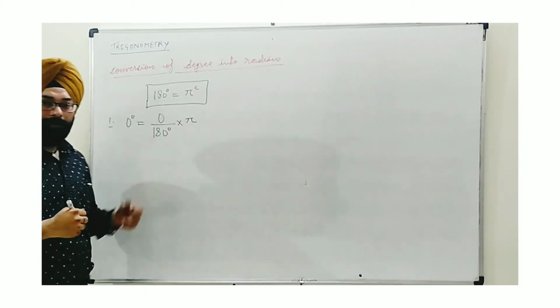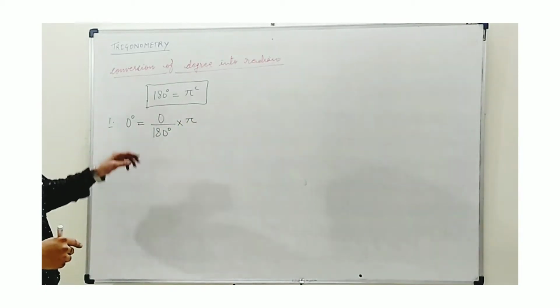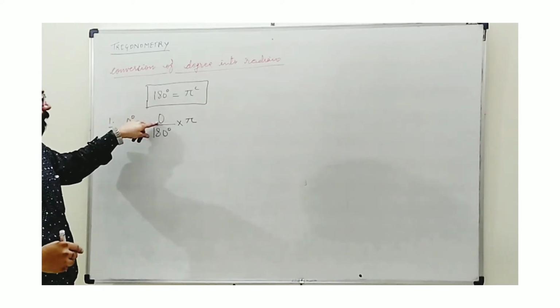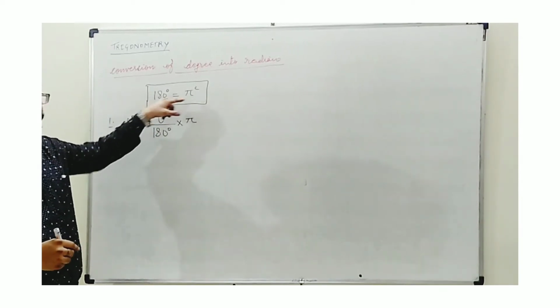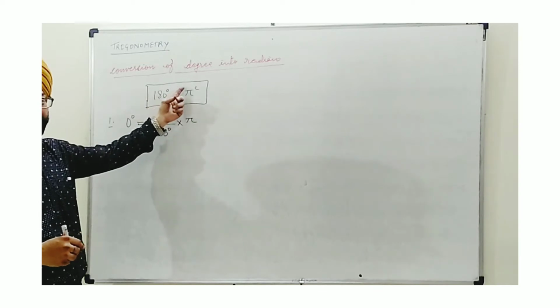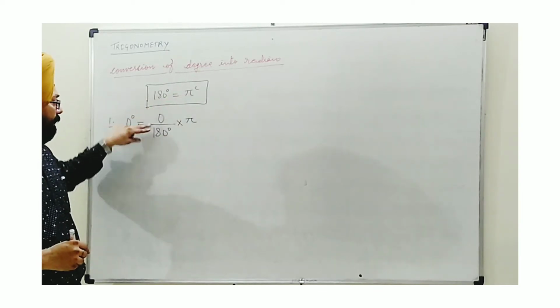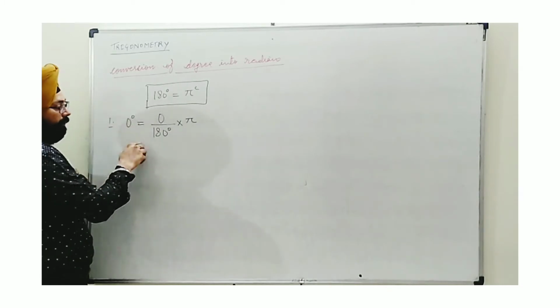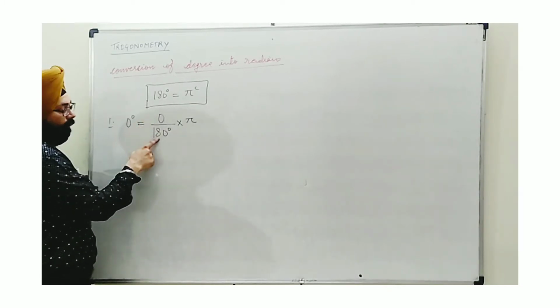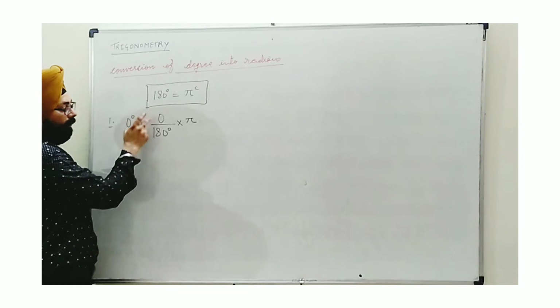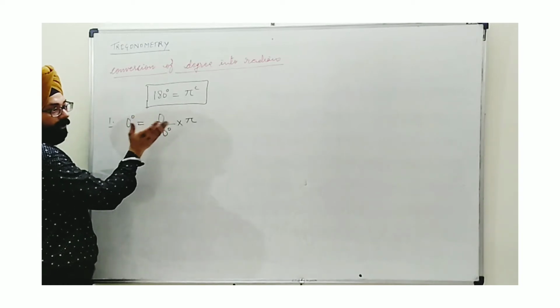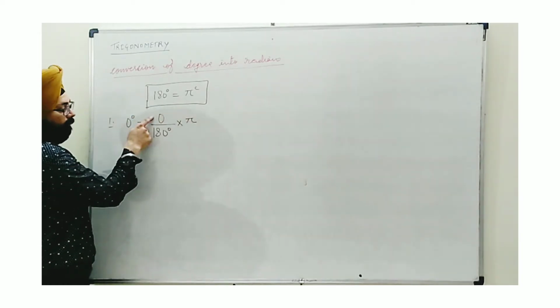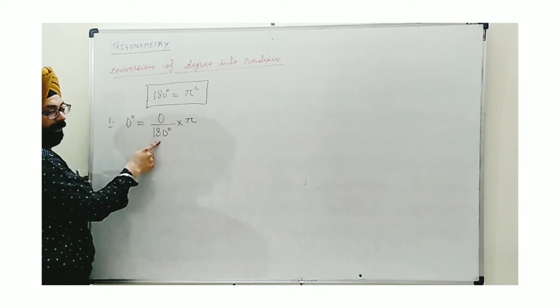Now, how to keep this in mind, that I will also help. Here, 0 is given in degree, and in this relation, 180 is given in degree. So both of them cannot remain in the same part. Keep in mind that as 0 is in degree and 180 also is in degree, they cannot remain in the same part. So that's why we have to divide 0 by 180 degree.